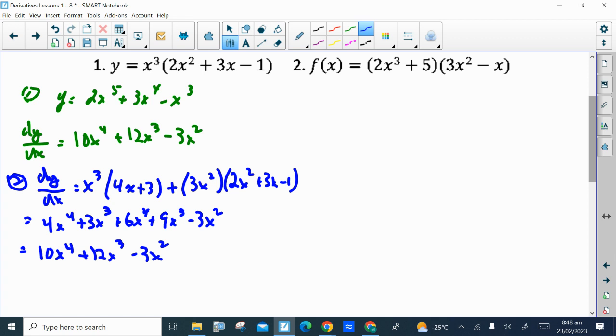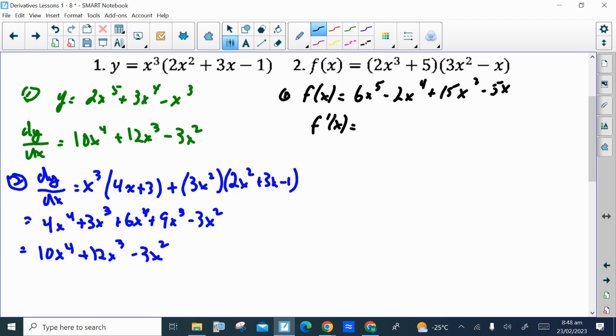So the same thing would work for question 2. We can multiply it out first and then differentiate. So if you multiply this out, you will get 6x to the 5th. The outer product would be minus 2x to the 4th. The inner plus 15x squared. And the last term would be negative 5x. And then the derivative, f prime x, would be 30x to the 4th plus 8x cubed plus 30x minus 5.